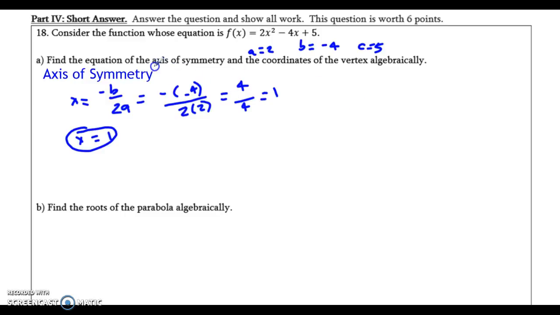That's the first part of what it asks for, the axis of symmetry, but it also asks for the coordinates of the vertex. In order to find the vertex, it's actually fairly straightforward. We know the axis of symmetry cuts through the vertex.